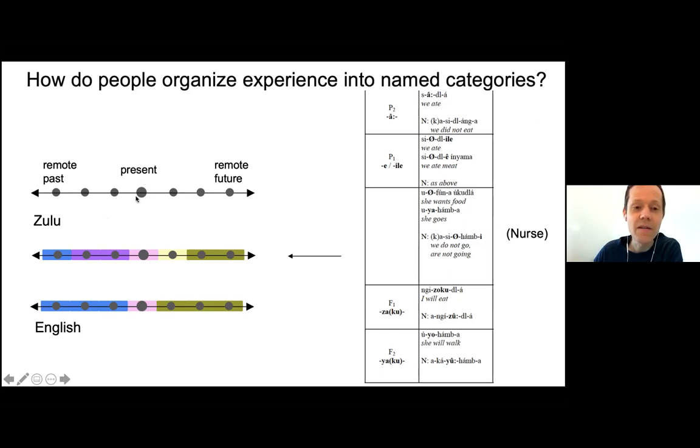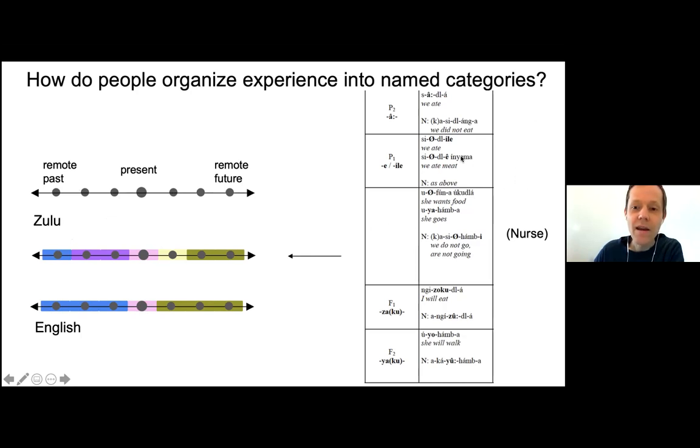So we've got the present in the middle here. We've got 3 pasts, remote, near, and immediate, and 3 futures as well. Just as for color, different languages around the world carve up this underlying space differently into categories. The English tense system has 3 categories. We put the 3 pasts together into a past tense. We've got a present tense and a future tense. For Zulu, the situation's a bit more complex.